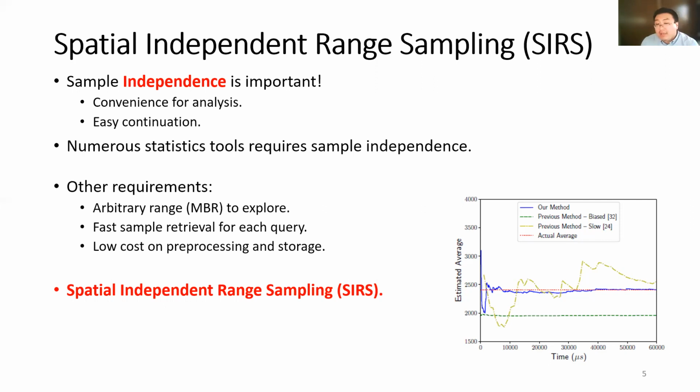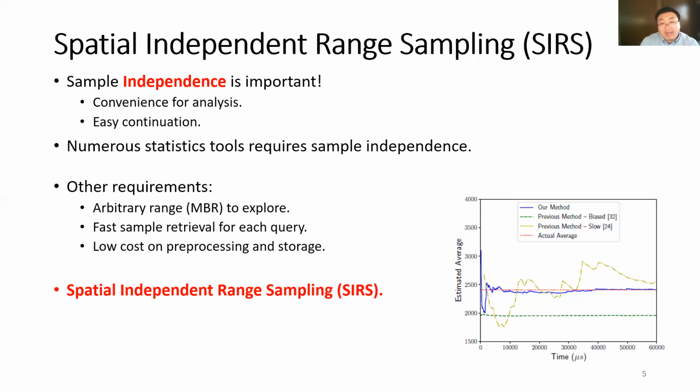Further, not having independent samples can also be dangerous. As shown in the figure in the slide, if the sampling method we leverage, in this case the green one, is not independent, we may run into unfixable bias in the final results. Other than independence, we also want our sampling method to be able to explore arbitrary spatial ranges, have very low latency in drawing a small number of samples, and also have low cost in preprocessing and storage. With all of these achieved, we can finally start building a practical interactive spatial analysis platform with an AQP approach.